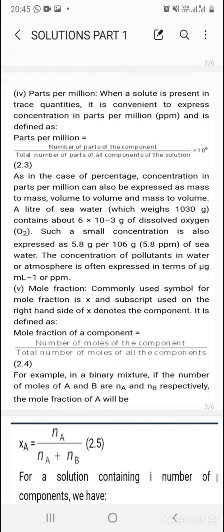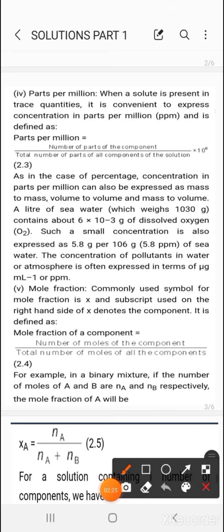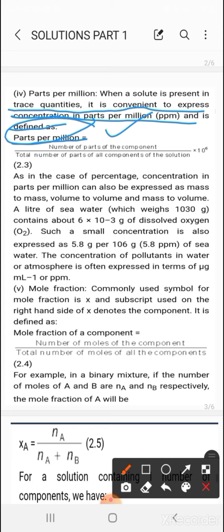So when a solute is present in trace quantities, it is convenient to express concentration in ppm, which is defined as parts per million. And parts per million is basically, what its formula is, the number of parts of the component.